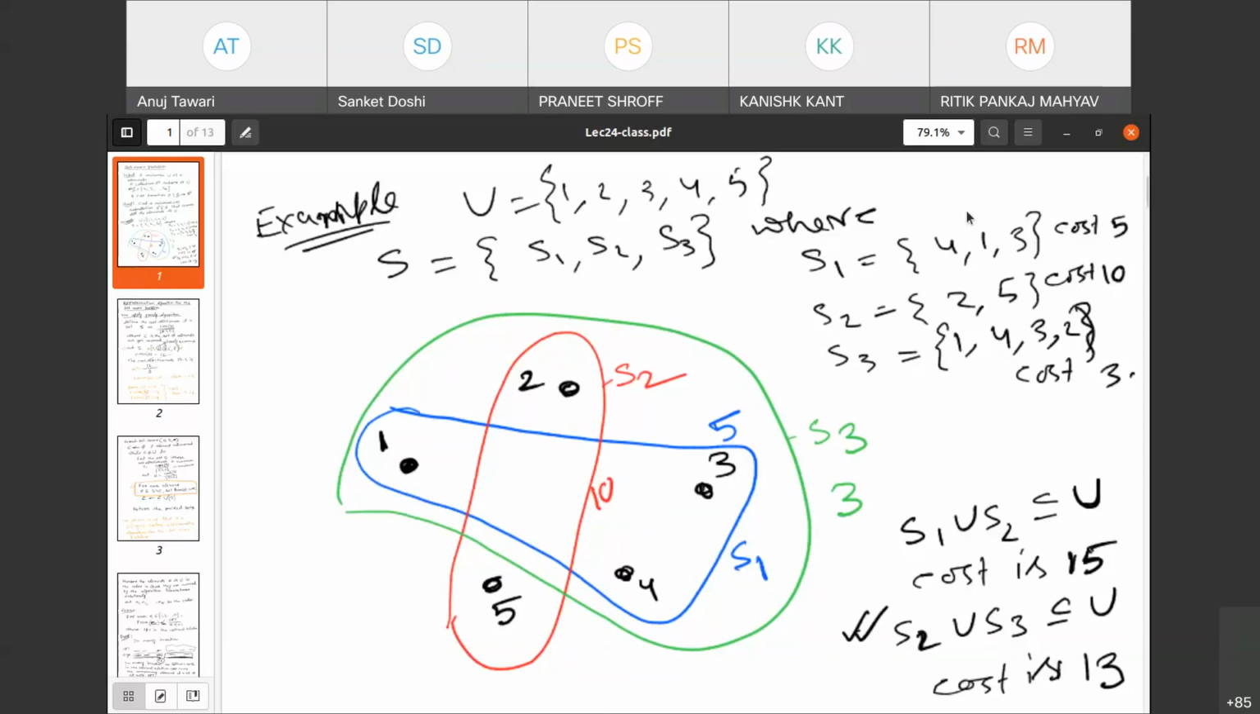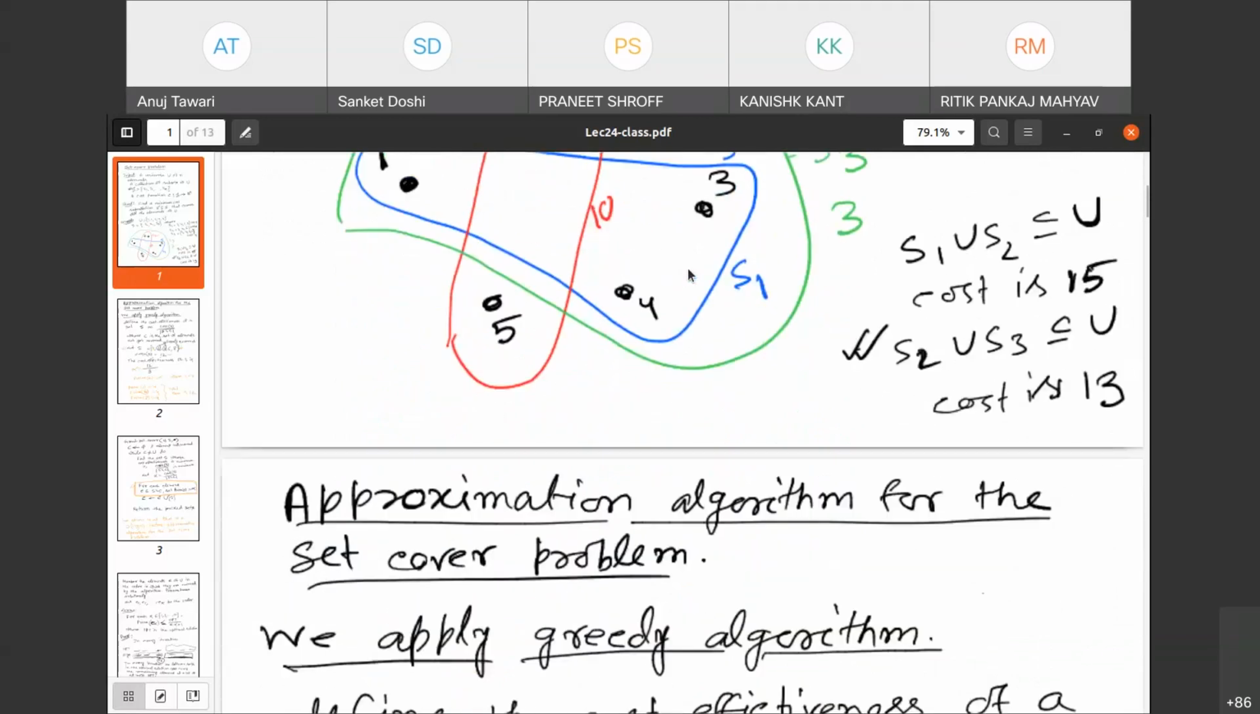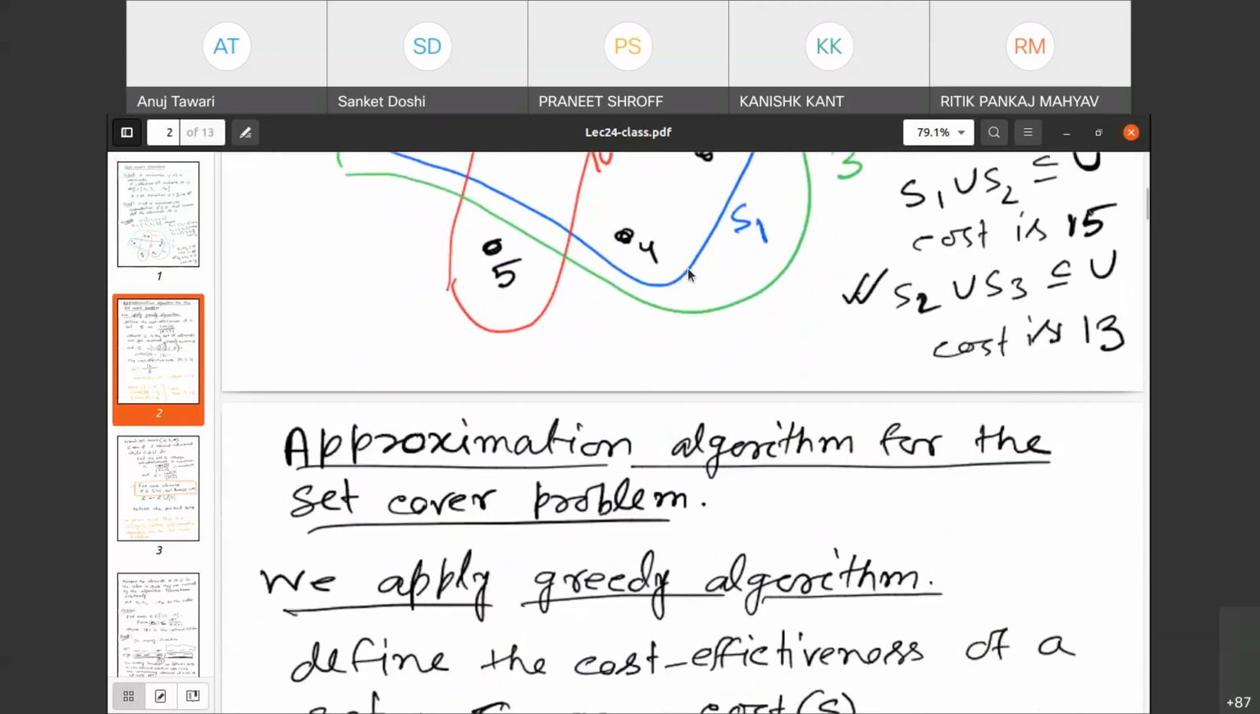So getting an exact solution is difficult, so we need to consider some kind of relaxation. In this case, we are okay with some approximate solutions. We are not asking for the minimum such collection of subsets, but one which is close to the minimum. So we apply this natural strategy here, which is greedy approximation. We apply this greedy algorithm.